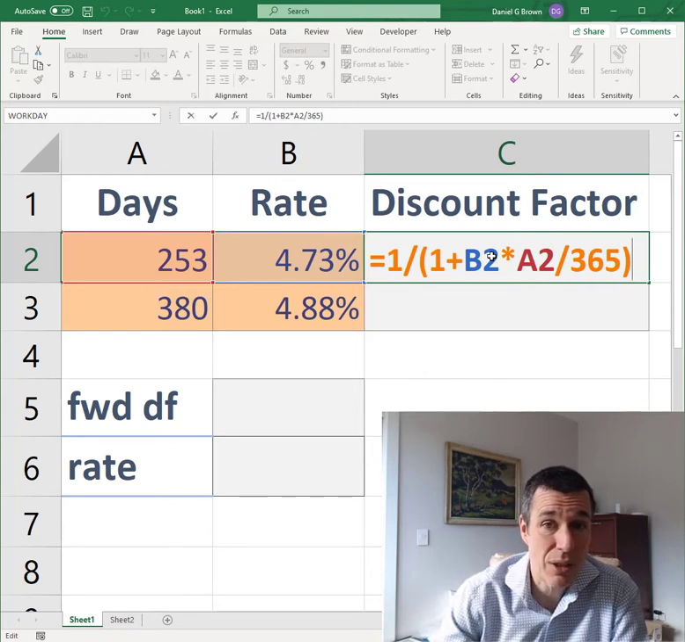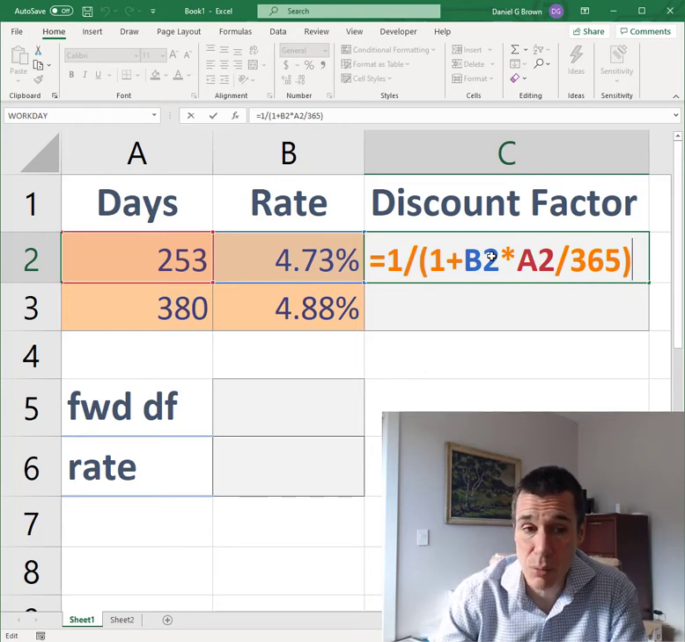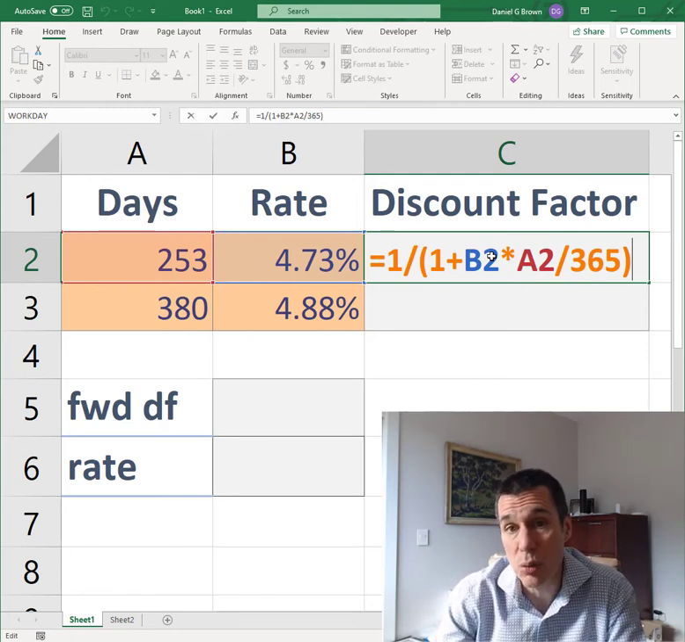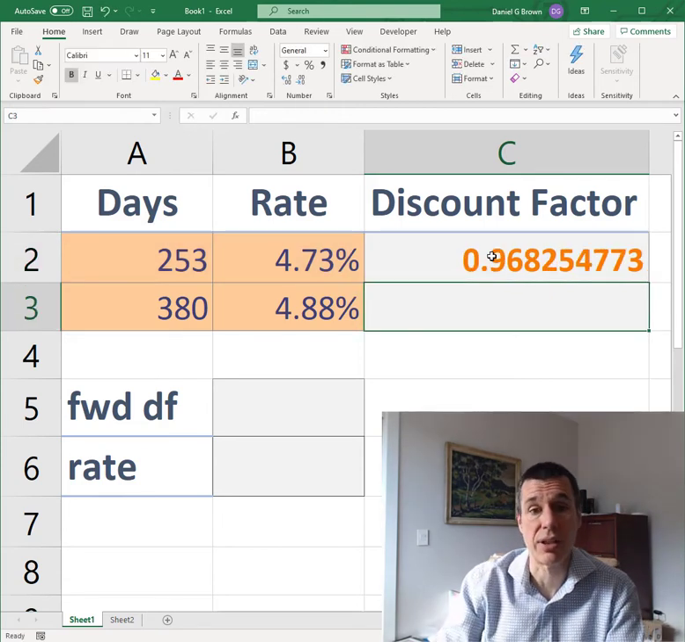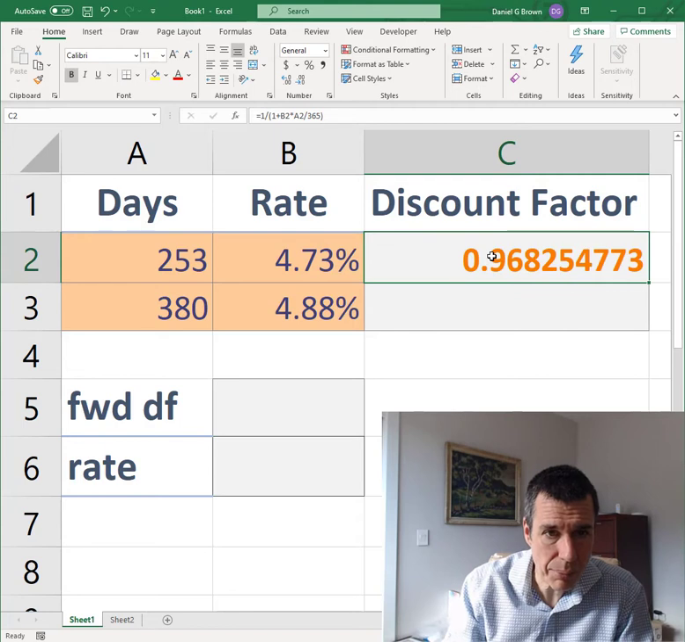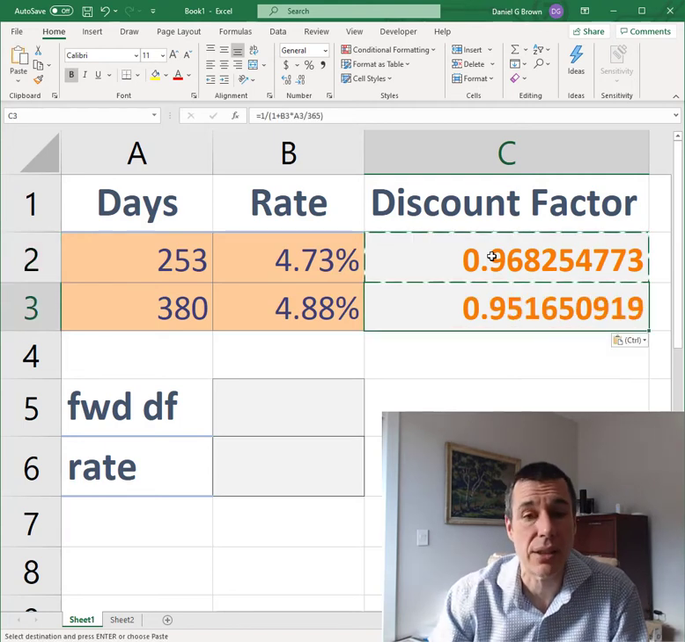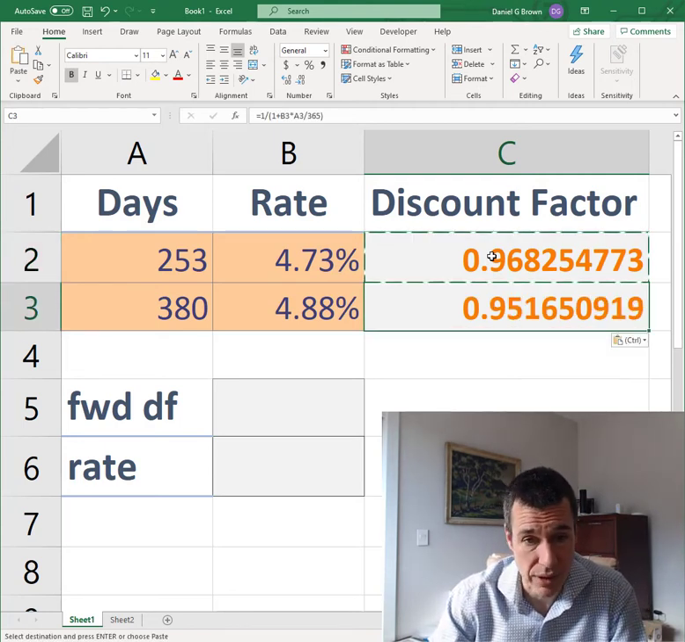So it's 1 plus the interest we receive. So the future value of $1, if we invest it at 4.73 for 253 days, is 1 plus the rate times the number of days divided by 365. If we want the present value of $1, we do 1 over that. So that's where this formula comes from. So there's our first discount factor, and we can copy that formula to find our second discount factor. So we've got a discount factor for 253 days, a discount factor for 380 days.